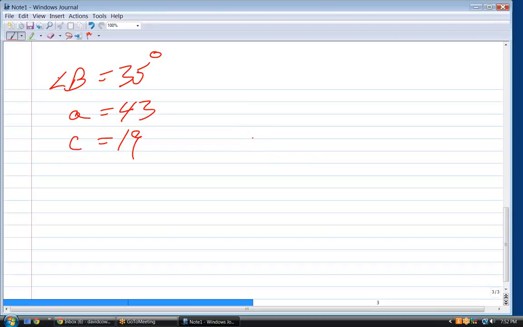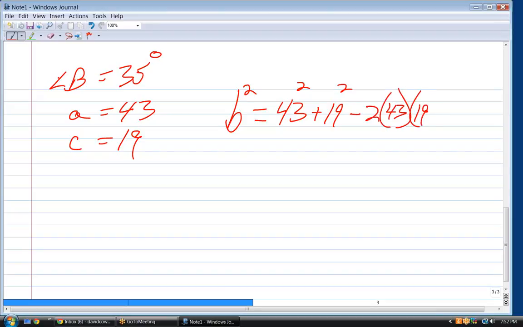So we would do B squared equals 43 squared plus 19 squared minus 2 times 43 times 19 cosine 35. So B is the square root of all of that.